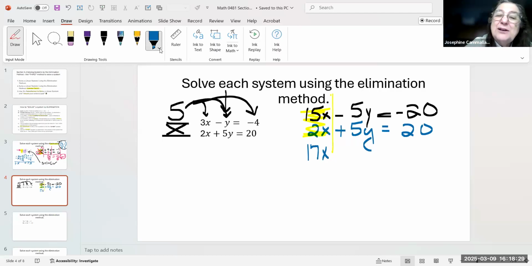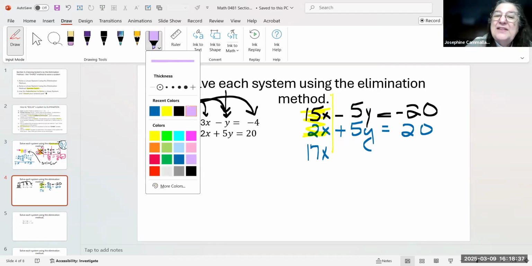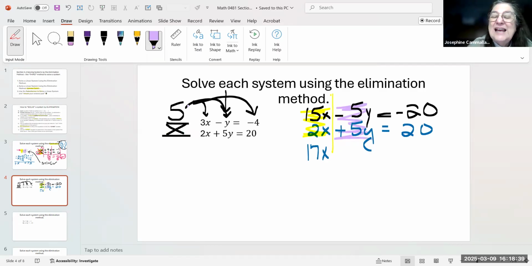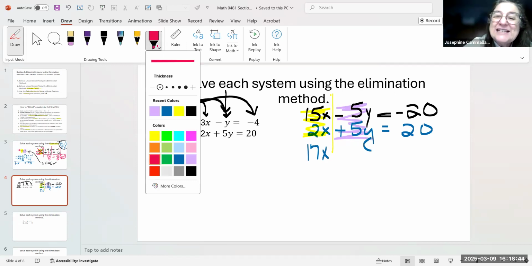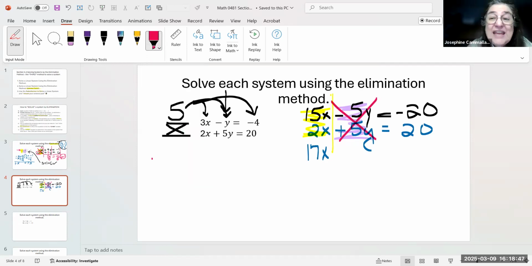But notice what happens here in my purple column. This column, positive 5 and negative 5 are going to eliminate. And notice I cross them out. They equal 0. But be careful. This column also equals 0. Now, when I divide by 17, this x is 0.